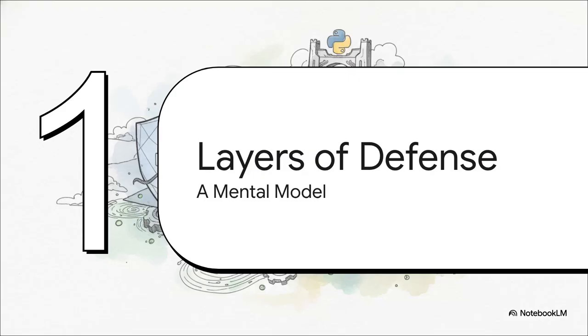Okay, so what do we do about this? What's the solution? Well, it actually comes from a military strategy called defense in depth. The idea is simple. There is no single silver bullet. There's no one magic tool that fixes everything. Instead, we're going to build layers of defense. So if one layer fails, another one is right there to catch the attacker. And our first layer, well, it's the code we have the most control over, our own.